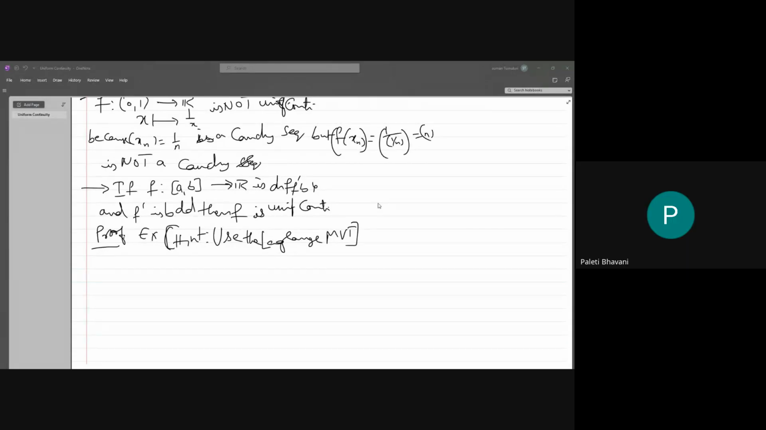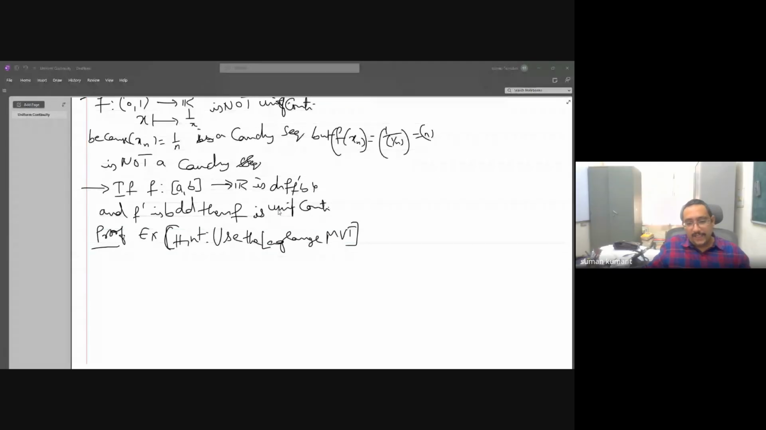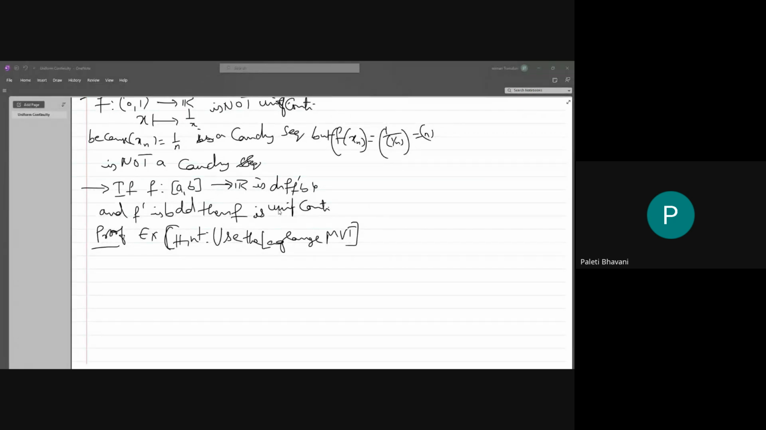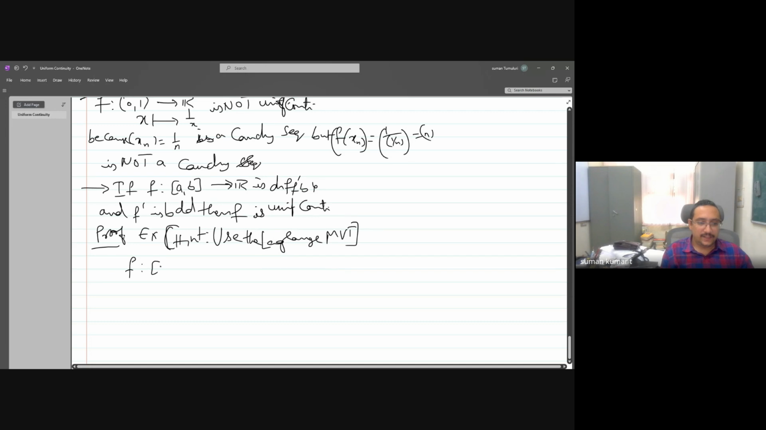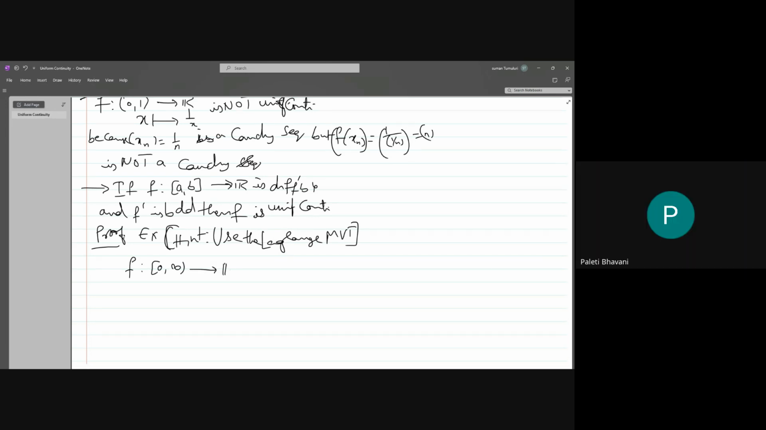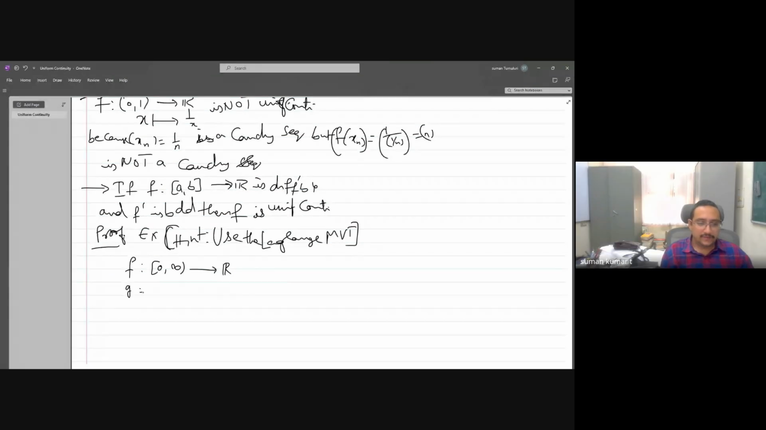Good morning, sir. If f and g are uniformly continuous, can you explain with an example that f into g need not be uniformly continuous? So that's what I gave. Suppose you take f, a function from 0 to infinity. G is again another function. G of x and f of x are the same, that is equal to x.